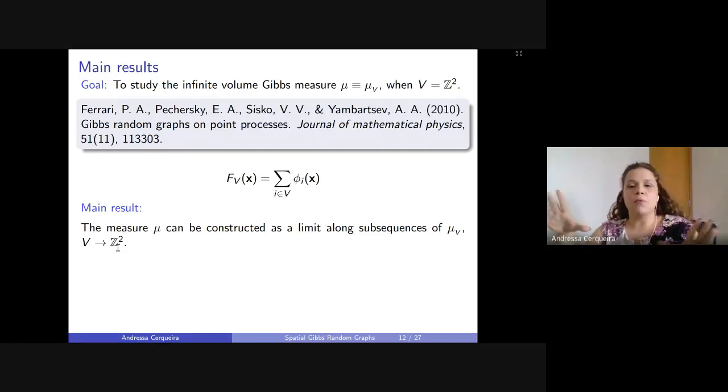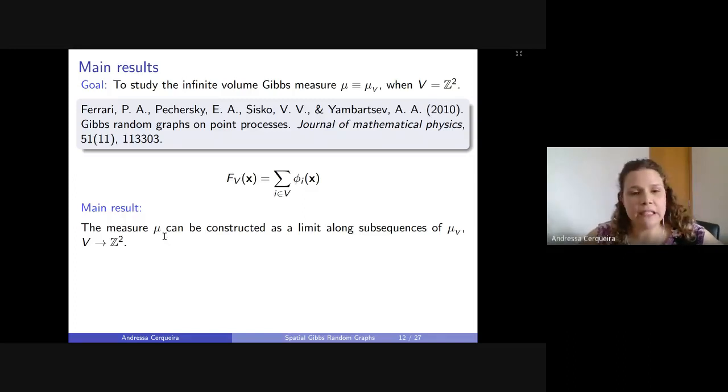So we can define, for example, v as boxes in Z2, and then we can think that I send this box going to infinity, and then we can construct this measure mu. So, okay, that means that this measure exists. And what's interesting here is that we have a measure in an infinite graph. What kind of properties can we have? If we have an infinite graph, we can think that one node can be connected with infinite nodes. So we can think that we can have infinite degree in graphs generated by this measure here.